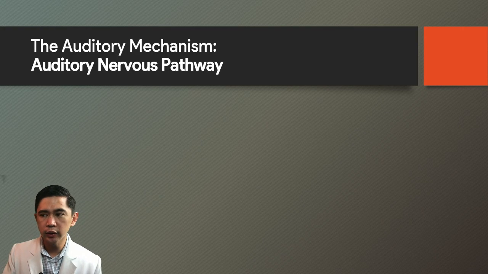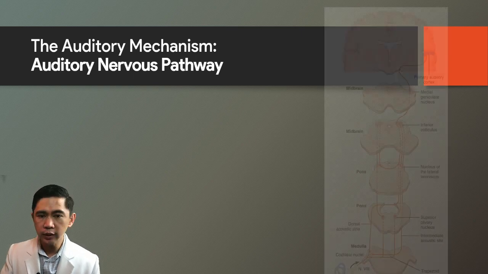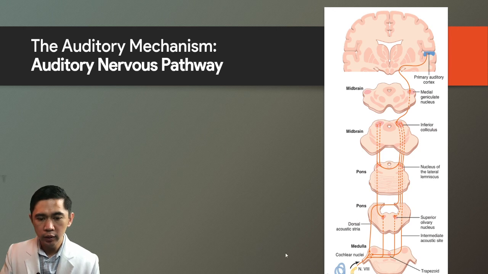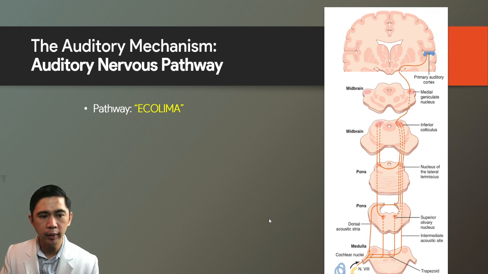Once the signals reach the cochlear nerve, it will go to the brain via the auditory nervous pathway. So this is the pathway I was referring to. So once the signal from many organ of Corti centers, it will merge into the vestibulocochlear nerve, and it will start transmitting to the brainstem until it reaches the primary auditory cortex in the brain. The pathway has an acronym. We call it the ECOLIMA.